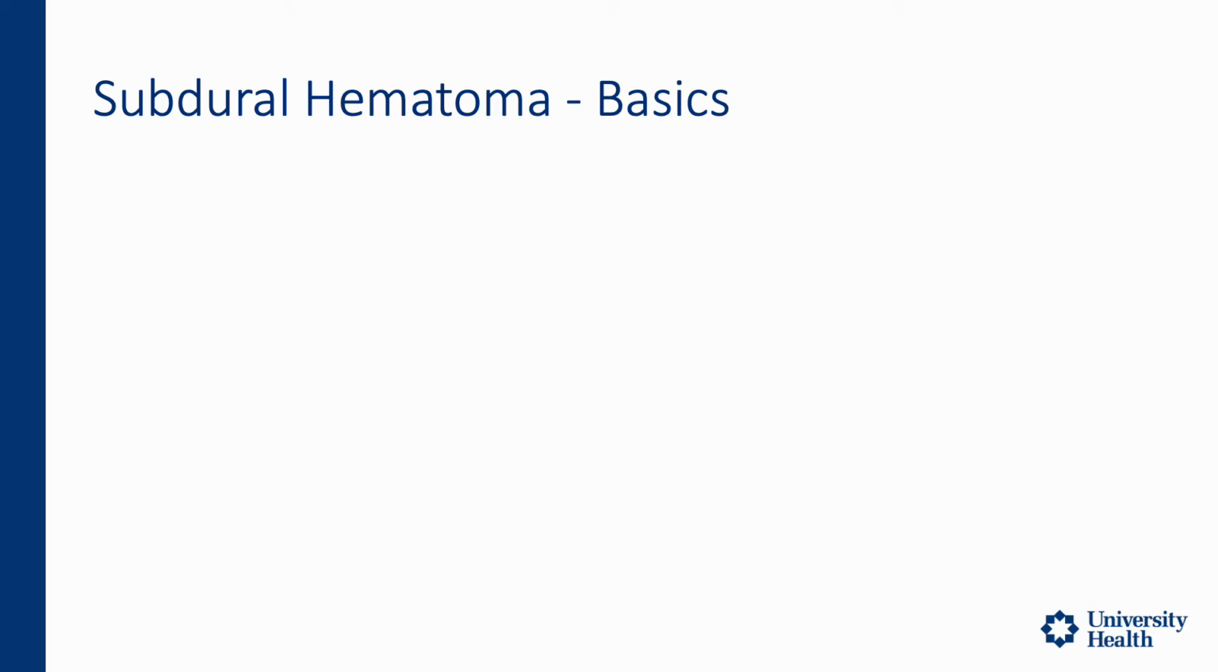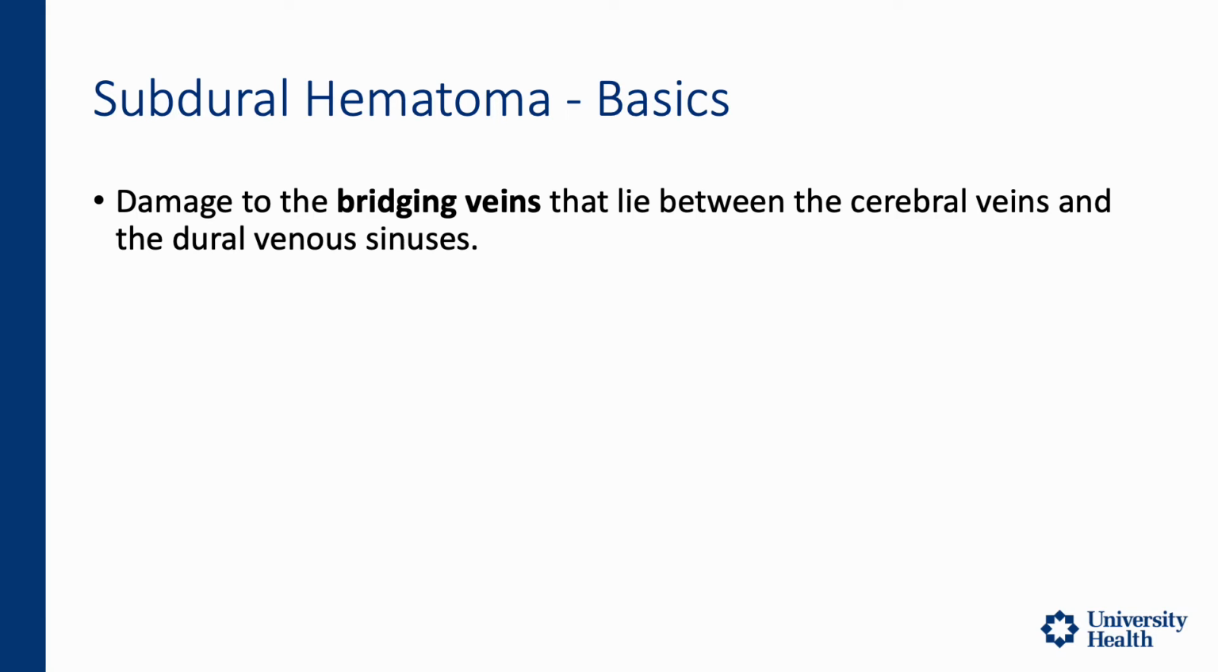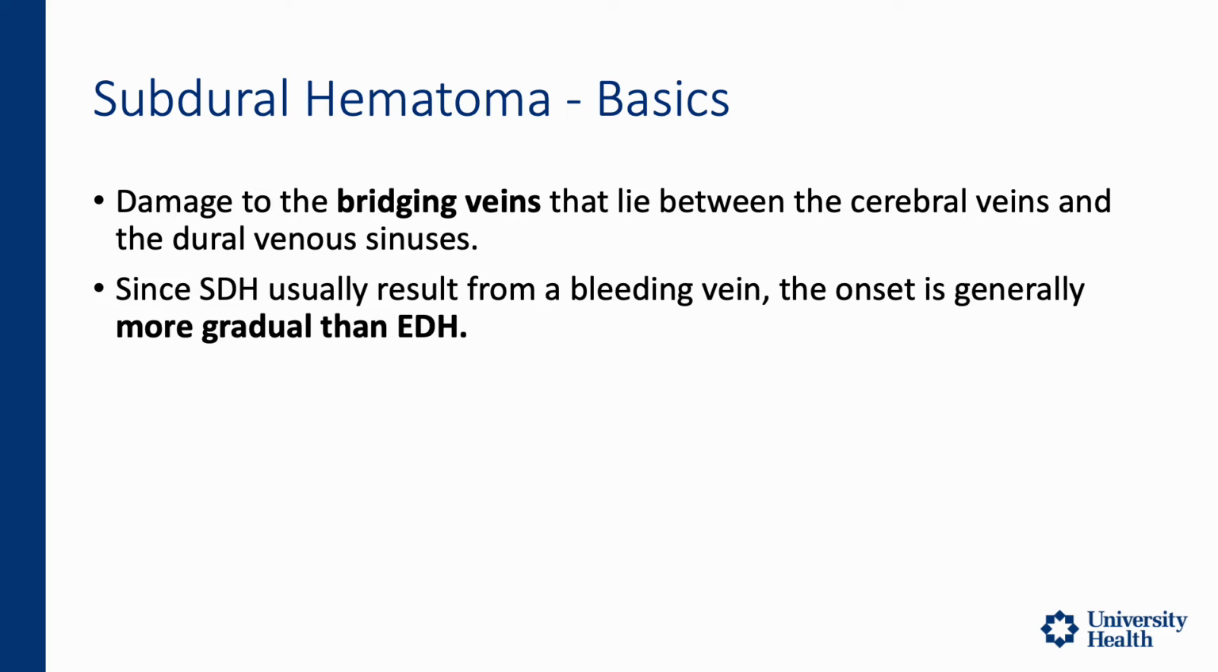So let's go into our next one, which is going to be our subdural hematoma, and just the basics, like the broad overview. So usually this is going to be damage to the bridging veins. So this is going to be a venous blood versus your epidural hematoma, which is going to be an arterial bleed. So this is going to be due to bridging veins that lie between the cerebral veins and the dural venous sinuses. And since subdural hematoma usually results from a bleeding vein, the onset is generally more gradual than your epidural hematoma, like we discussed already.